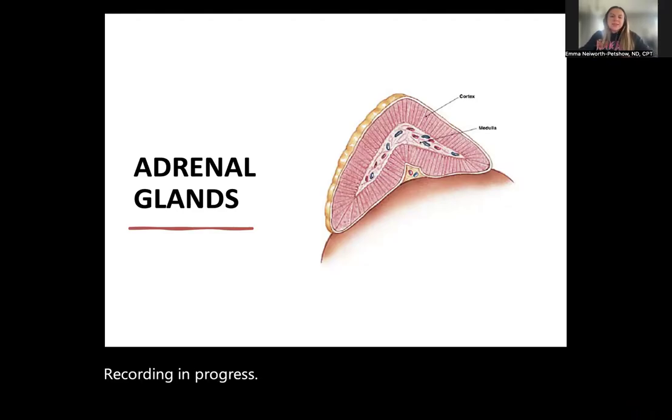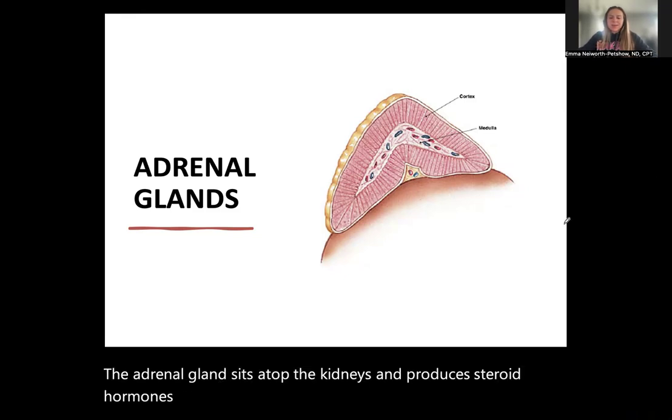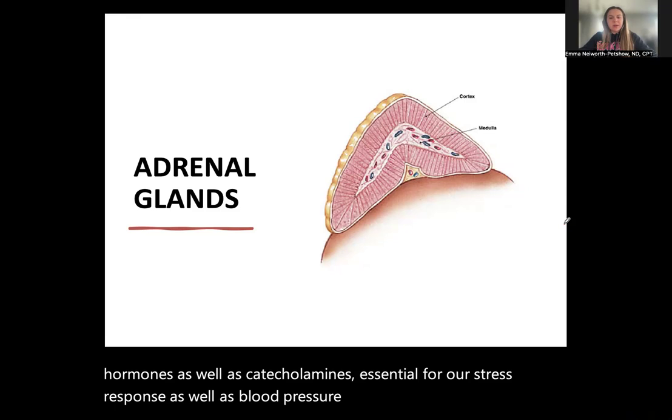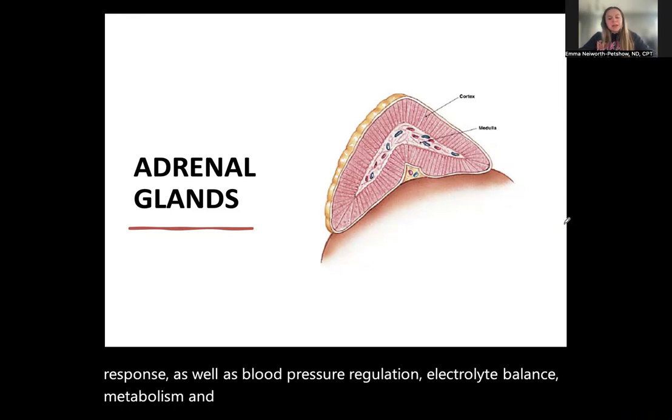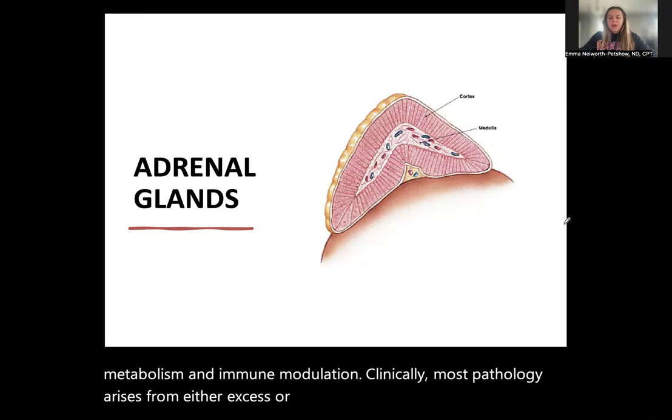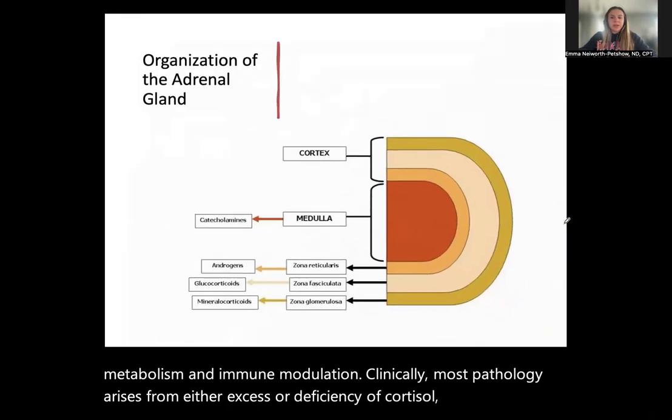The adrenal gland sits atop the kidneys and produces steroid hormones as well as catecholamines, essential for our stress response, as well as blood pressure regulation, electrolyte balance, metabolism, and immune modulation. Clinically, most pathology arises from either excess or deficiency of cortisol, aldosterone, or adrenal androgens.